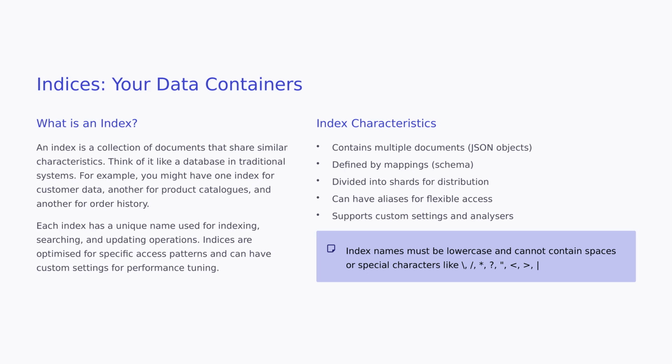Packed with JSON objects, defined by mappings, and segmented into shards for distribution, these indices offer a structured haven for your data. Remember, index names stick to lowercase letters and steer clear of special characters. Harness the power of indices for organized, swift data management.